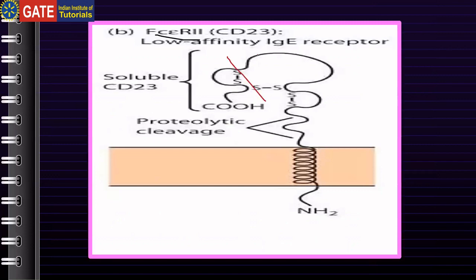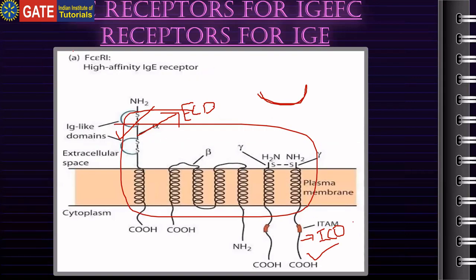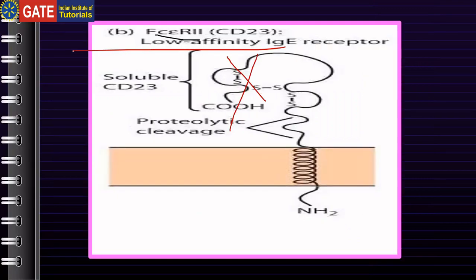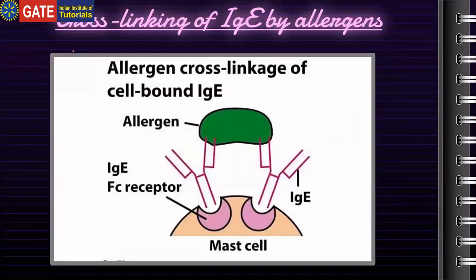And keep it in your mind, Fc epsilon R2 cannot be used by the IgE because it has lower affinity. Because, friends, if the affinity is lower, IgE attachment will become lower. If the IgE attachment becomes lower, obviously, friends, it never stimulates the process of degranulation. That's why it will always prefer the high affinity receptor only.